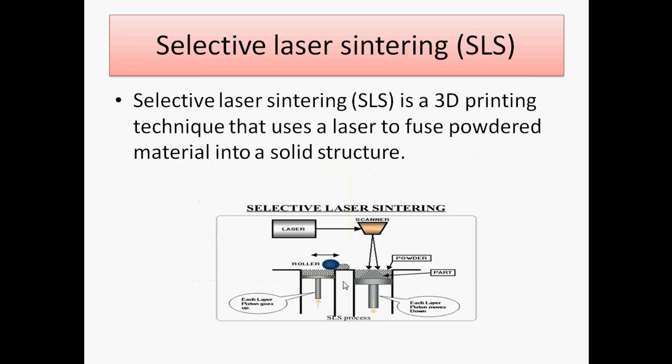And then selective laser sintering. Selective laser sintering is a 3D printing technique that uses a laser to fuse powder. Here the material is in powder form, and the laser sinters, or fuses, the powder materials, and we can form a solid structure. That is called SLS, selective laser sintering.